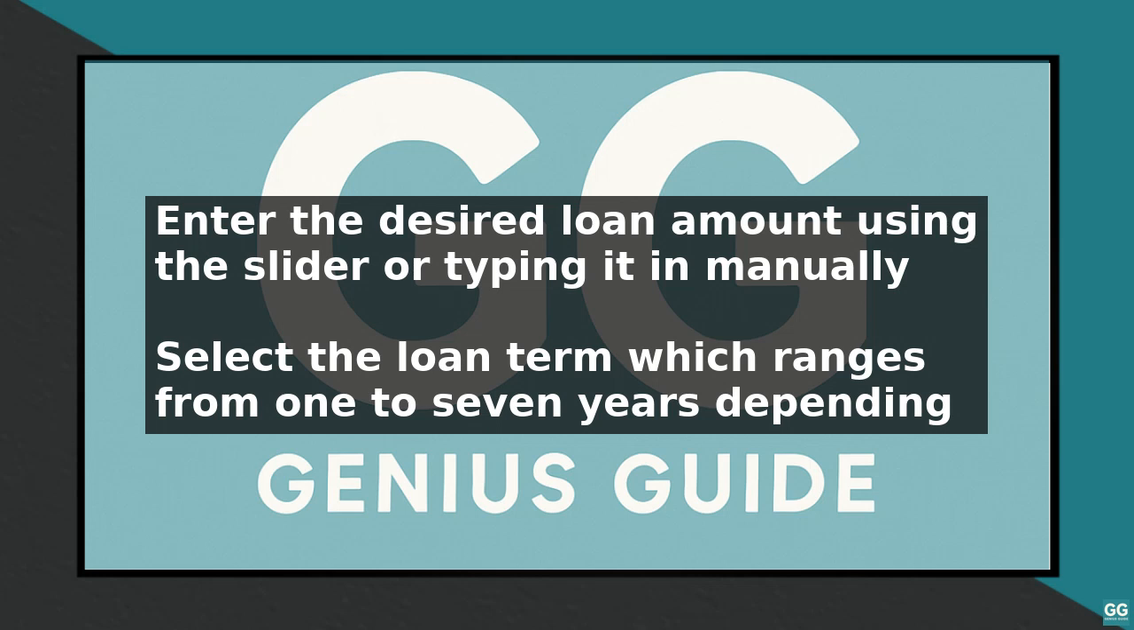Next, you will need to enter your monthly income and expenses. This information is used to determine how much you can afford to repay each month. The loan calculator will then use this information to calculate your monthly repayments and the total amount you will repay over the life of the loan.